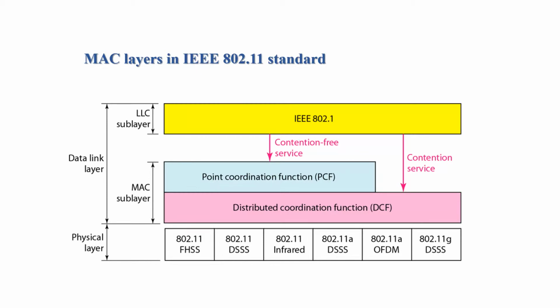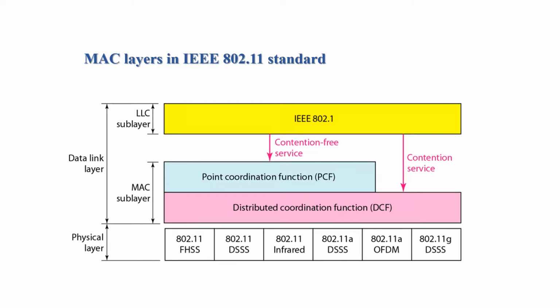What is the point coordination function? The point coordination function is an optional access method that can be implemented in an infrastructure network. It is implemented on top of the distributed coordination function, and it is used mostly for time-sensitive transmission.